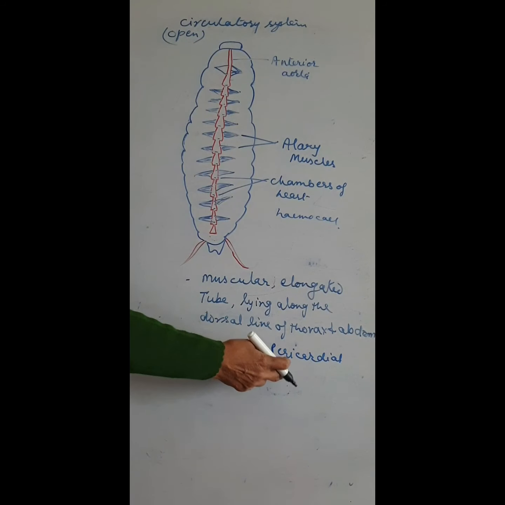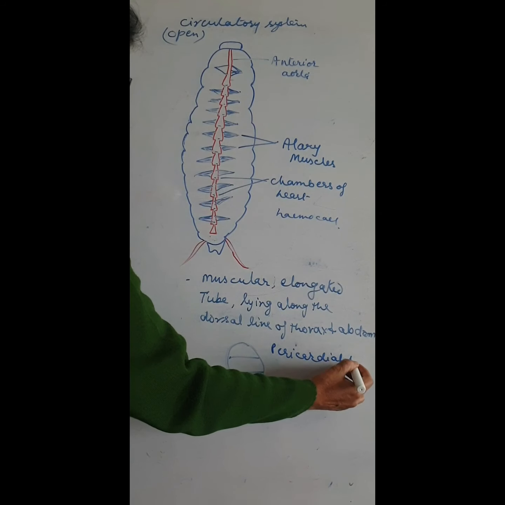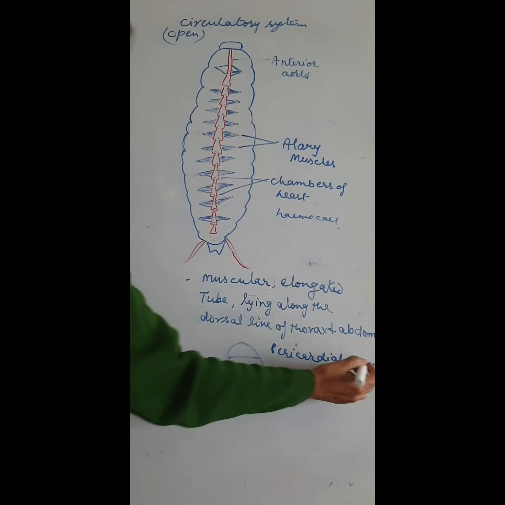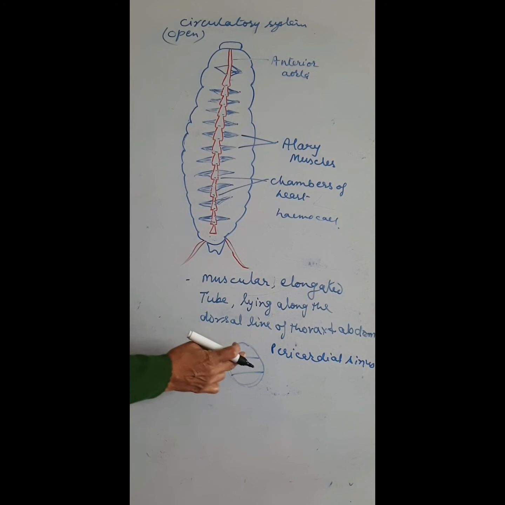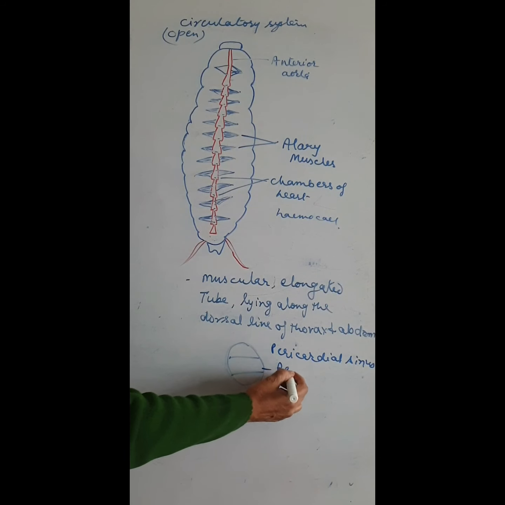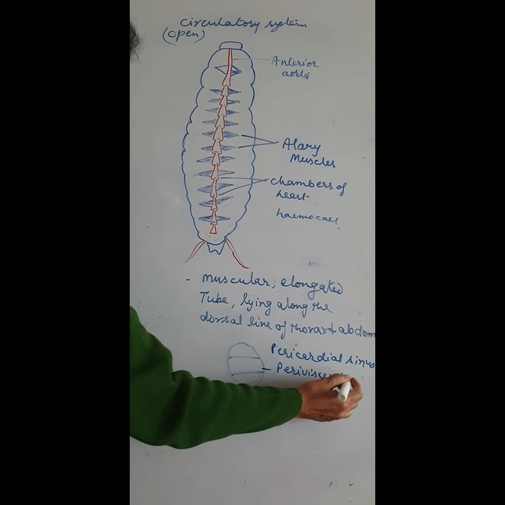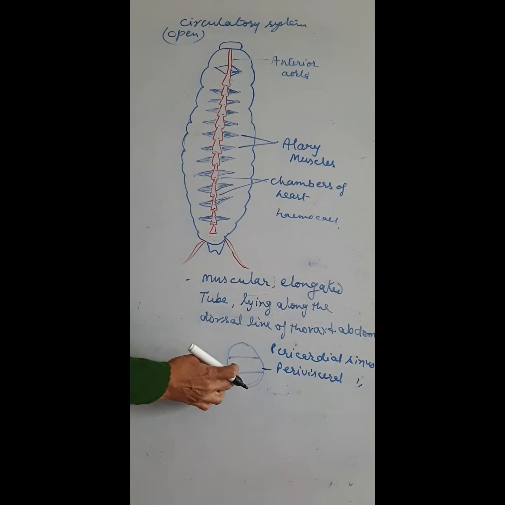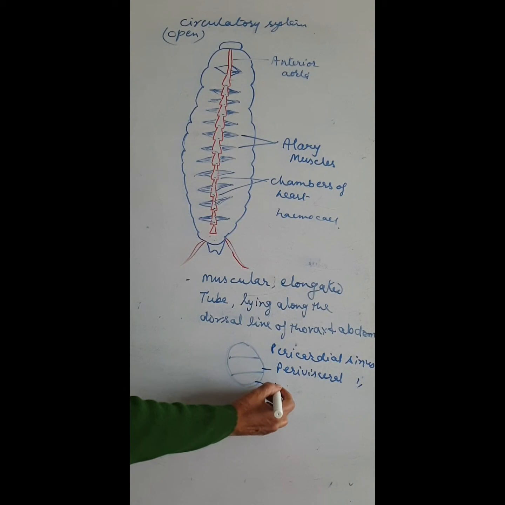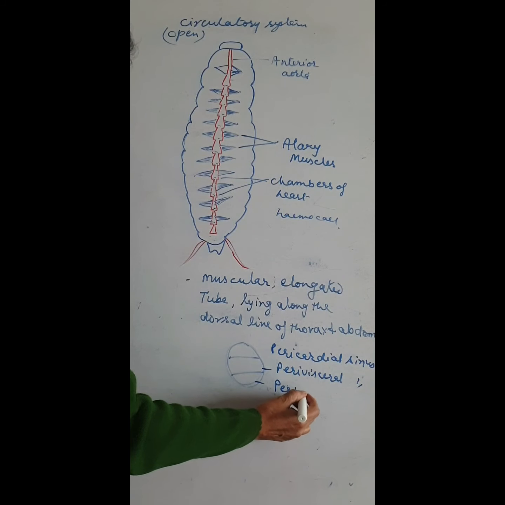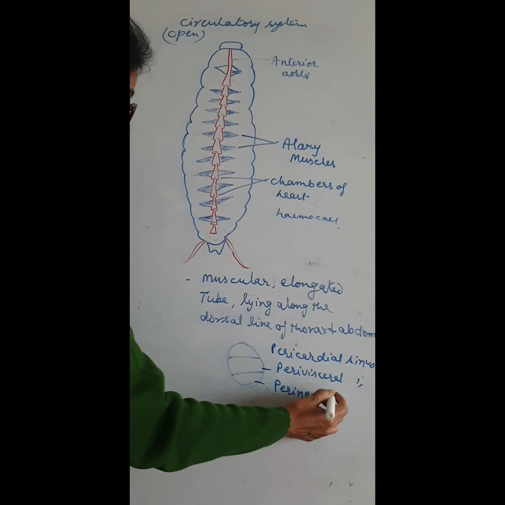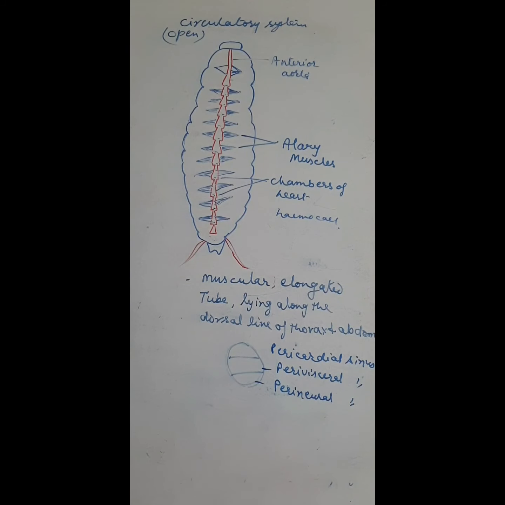The dorsal is the pericardial sinus, and the middle one is the perivisceral sinus, and the ventral is the perineural sinus. And the diaphragm has pores.